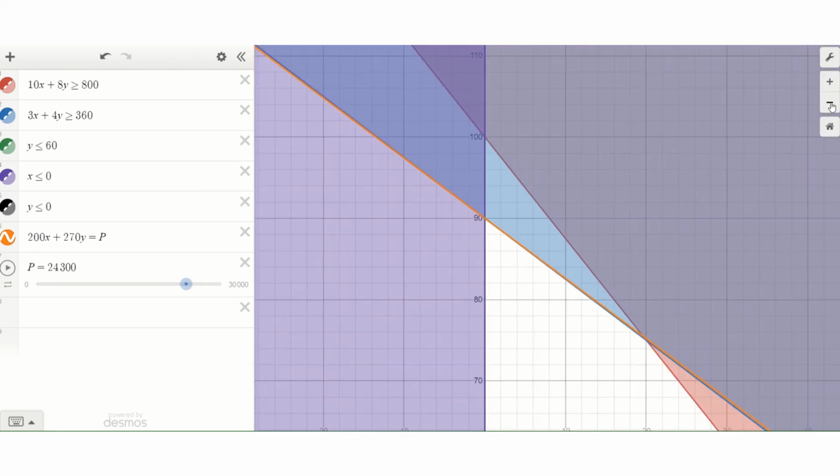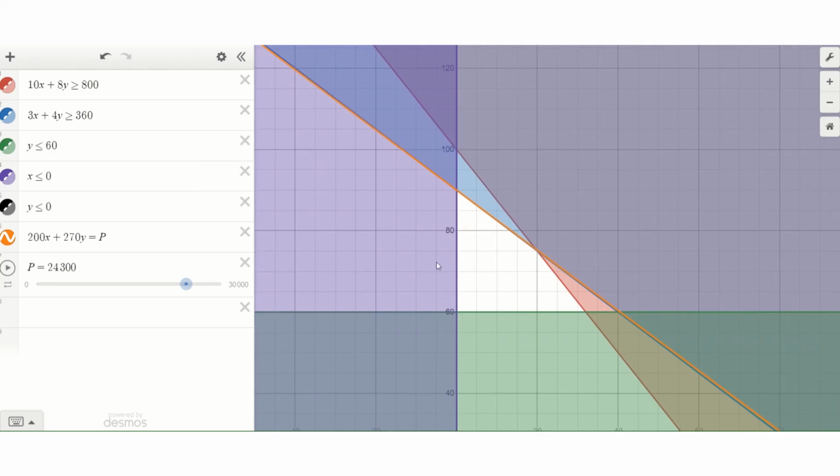So let's just zoom out a bit so that you can see. So we have our feasible region. We have those 3 corner points. We check them manually, but the whole process is actually showing us that the objective function is tangent to the feasible region.